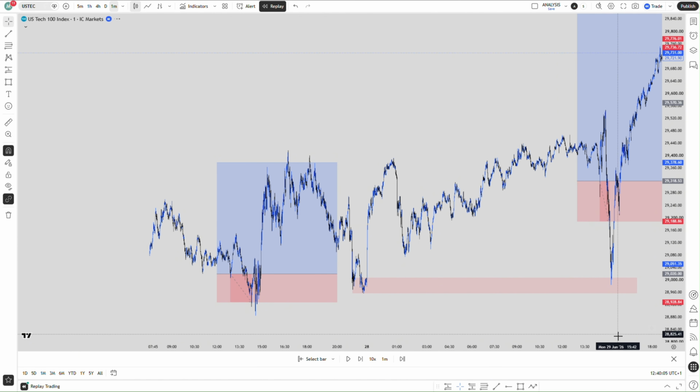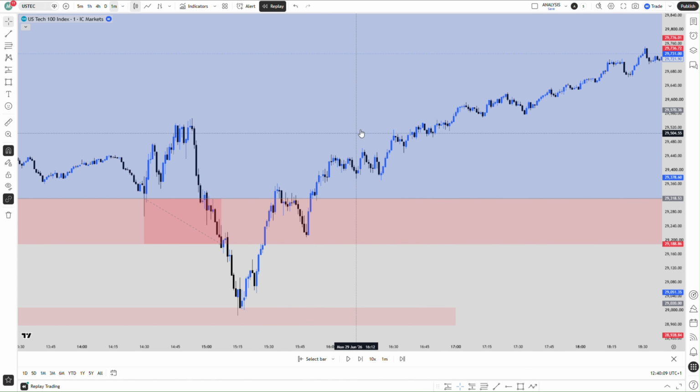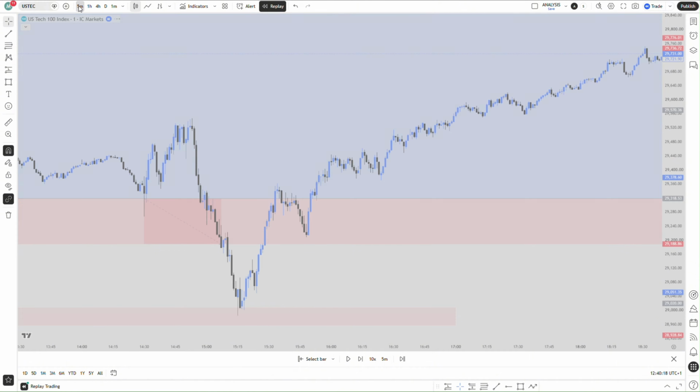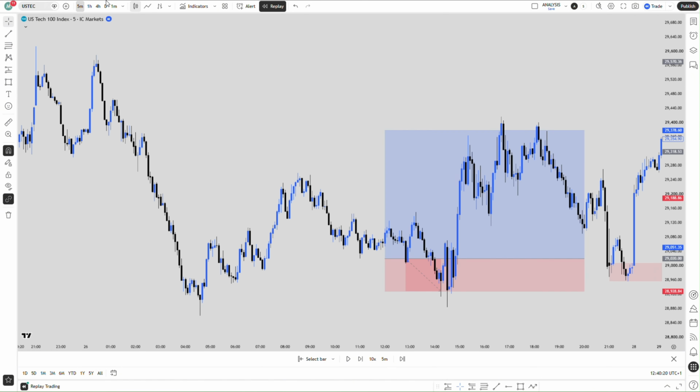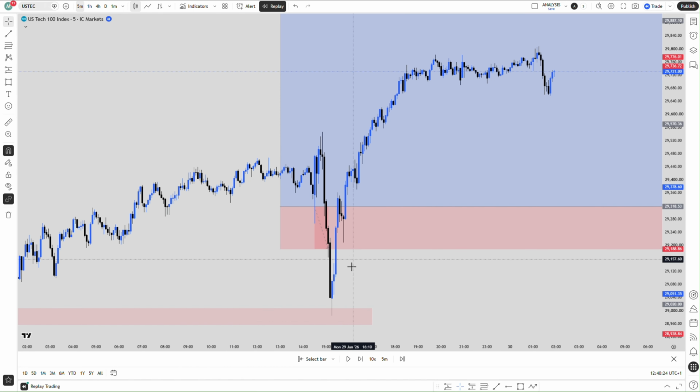So I started looking out for 5 minutes entry. If you can see, there are change of characters in this zone, fair value gap entries here, break and retest entries here, see the guide here. So there were different entries there, but even what's it called? Fibonacci entry was even there too. I couldn't just take it. I was looking out for 5 minutes entries.